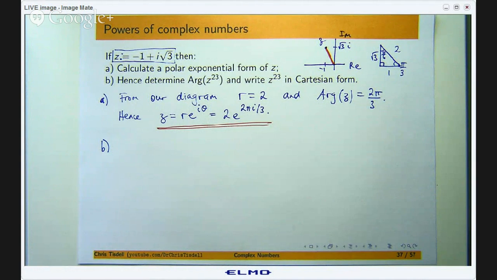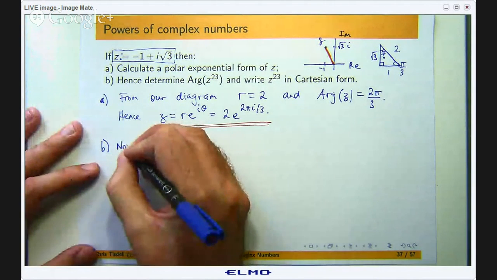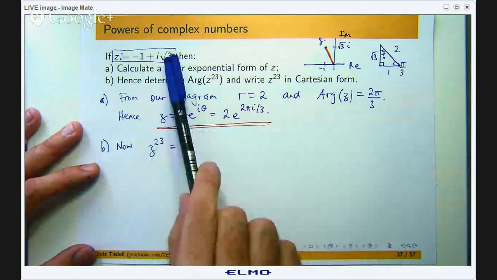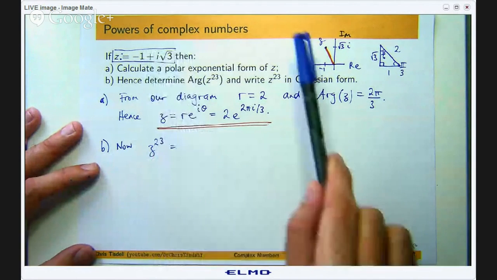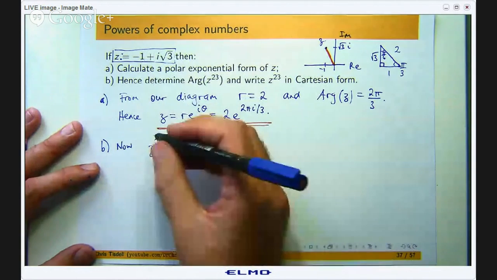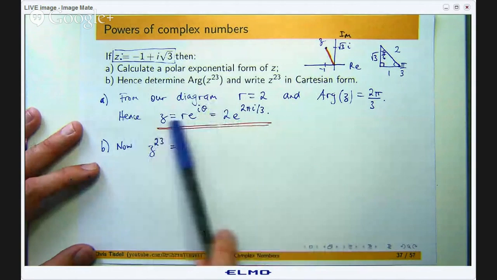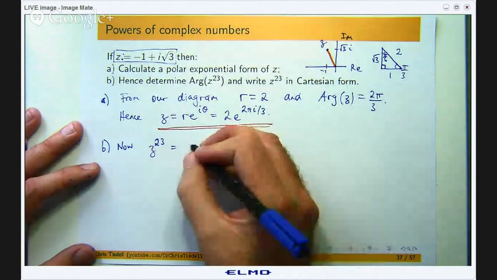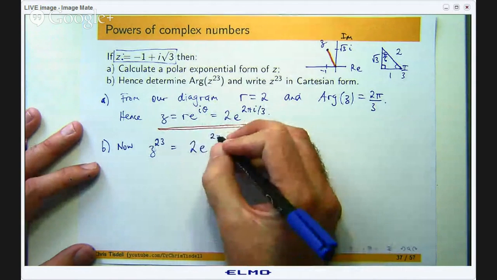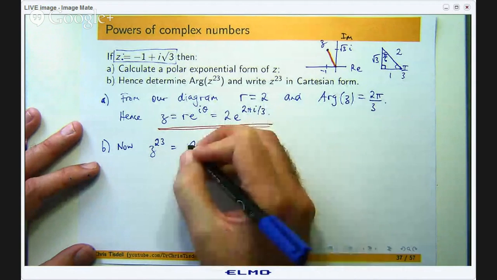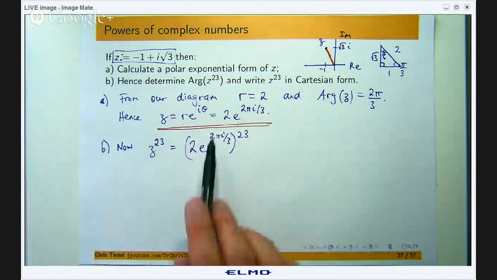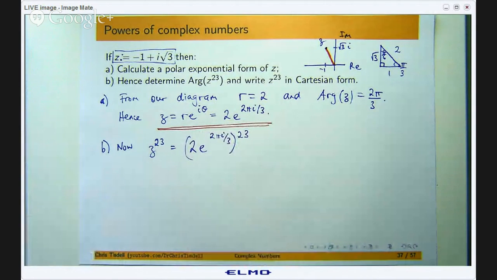Okay, that just means we have to do one less calculation. Okay, so z to the 23. Well, you could put brackets around there and have a massive Pascal's triangle and do it that way, but no, they want you to do it using this polar exponential form. So it's 2e to the 2 pi i on 3, all raised to the power 23, and we can just use our power laws, or index laws.